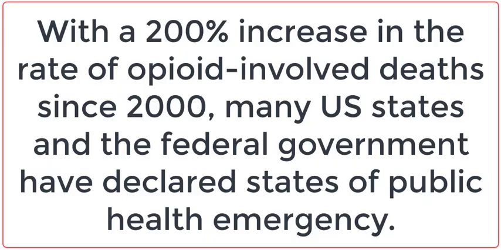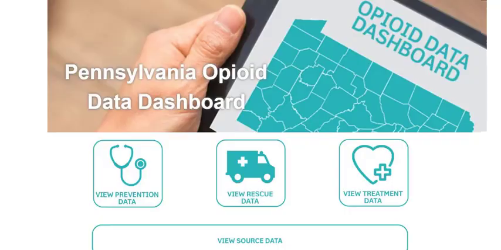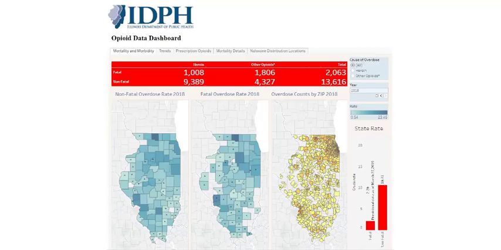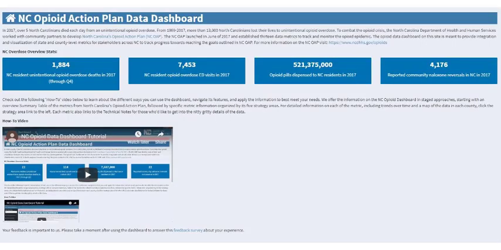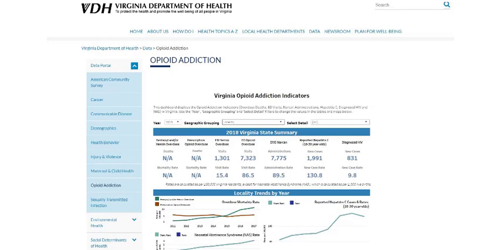With a 200% increase in the rate of opioid-involved deaths since 2000, many U.S. states and the federal government have declared states of public health emergency. In response, many state and local health departments are developing opioid data dashboards with visualizations, descriptive information, and downloadable data or reports. Opioid data dashboards can potentially improve our understanding of the opioid epidemic, facilitate community planning, promote evidence-based decision-making, and support monitoring and evaluation.